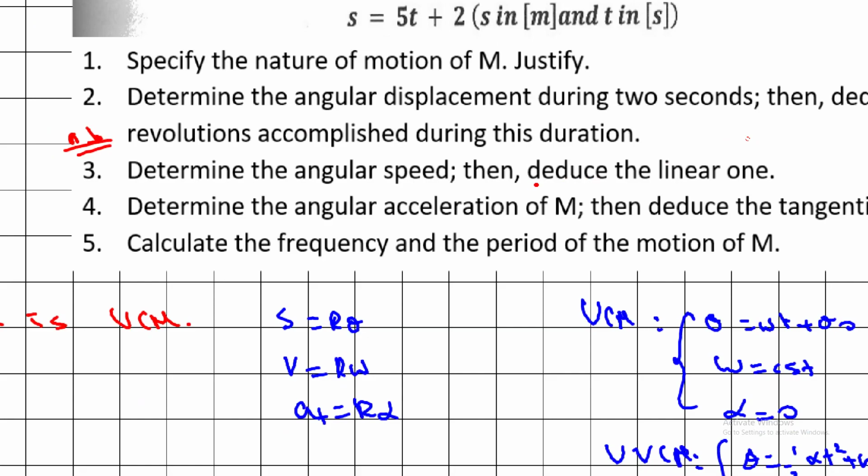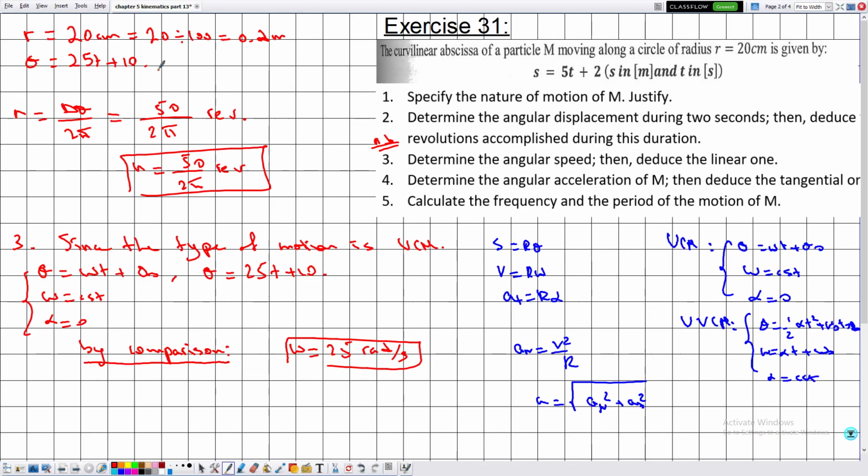And they are telling me to deduce. By deduce, it means that we need to use the previous part. You know that the linear speed and omega are related via the following formula. So v is equal to r omega, then 0.2 multiplied by 25, this is equal to 5 meters per second. So the speed is 5 meters per second, and the speed is essential in order to calculate, for example, normal acceleration.